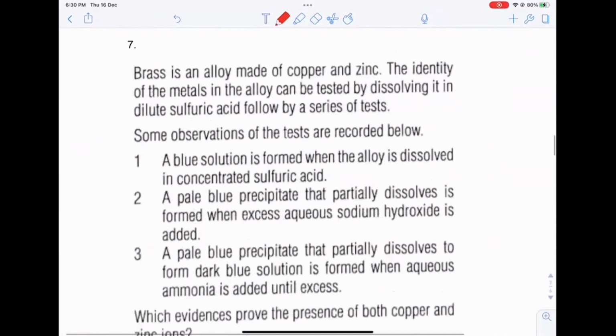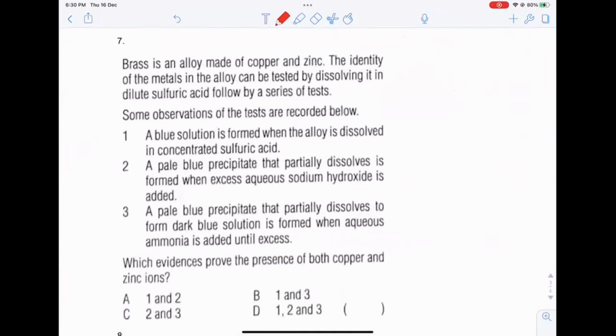Question 7. Brass is an alloy made of copper and zinc. The identity of the metals in the alloy can be tested by dissolving it in dilute sulfuric acid followed by a series of tests. So, number 1, okay, let's see what we are supposed to look out for first. Which evidences prove the presence of both copper and zinc? So meaning the observation must show you that both copper and zinc are present.